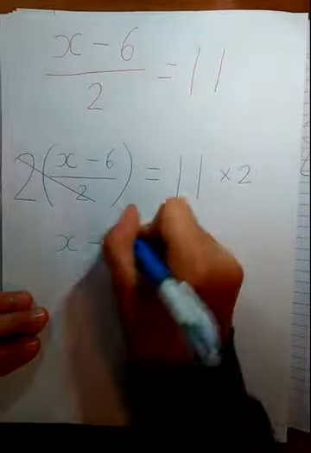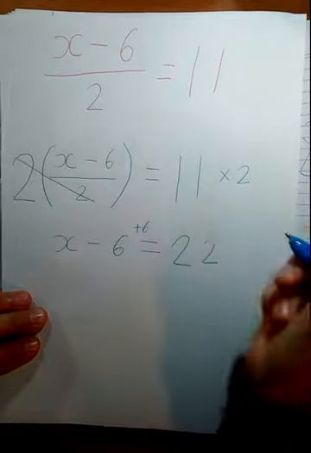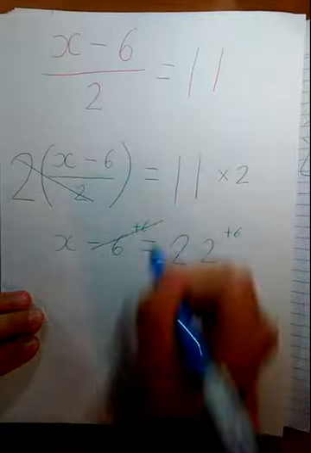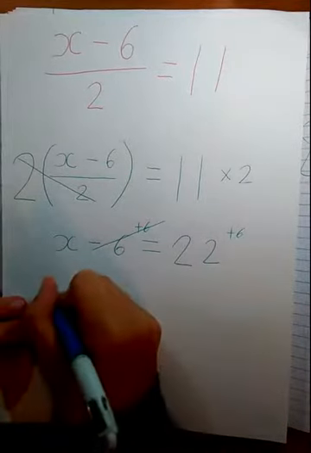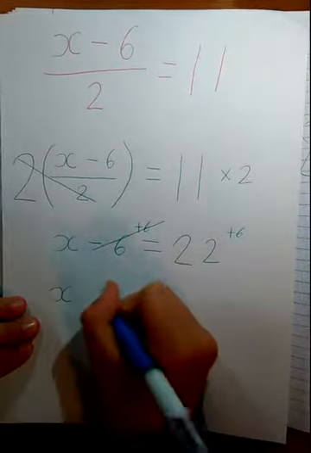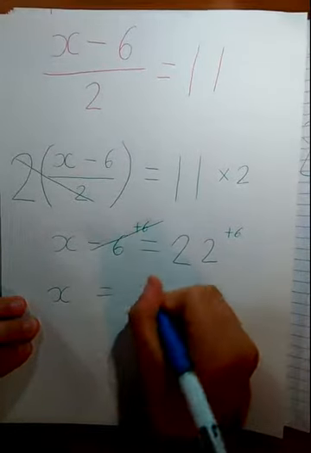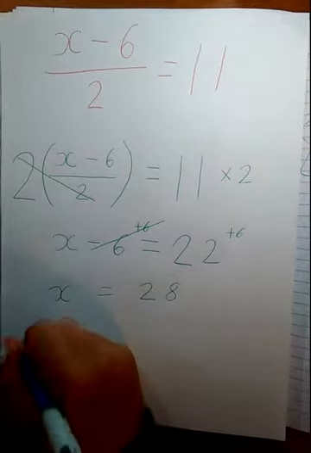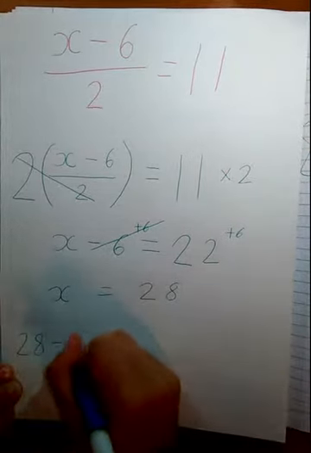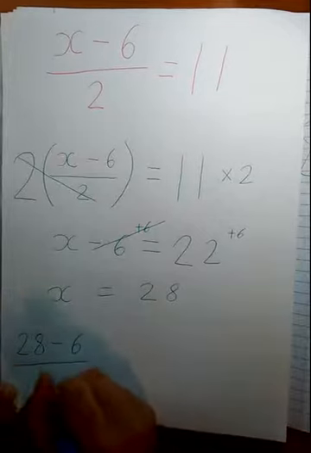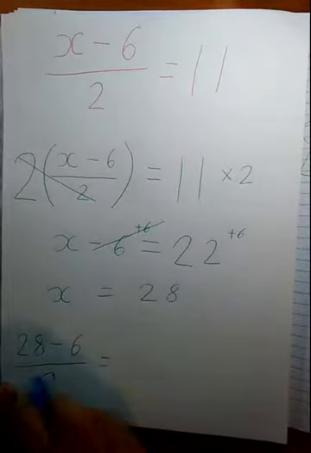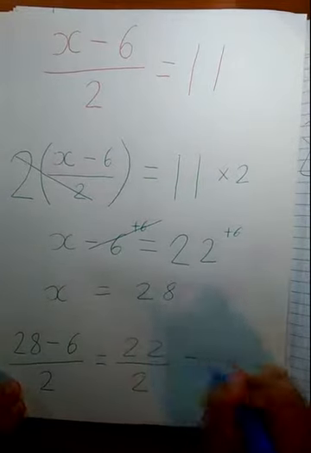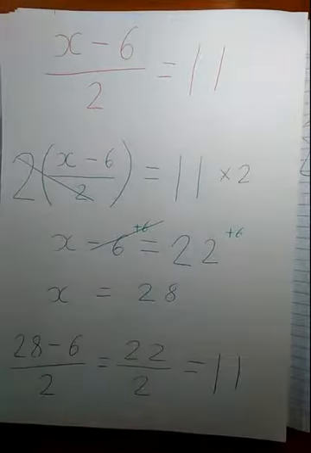Now to cancel minus 6, I just have to add 6. So I'll do that, they cancel each other out, and I'll add 6 on the other side of the equation to again keep things equal. 22 plus 6 is 28. Now, to check that x equals 28, we'll substitute it. 28 minus 6 equals 22. And then 22 divided by 2 does equal 11. So we are sure that x equals 28.